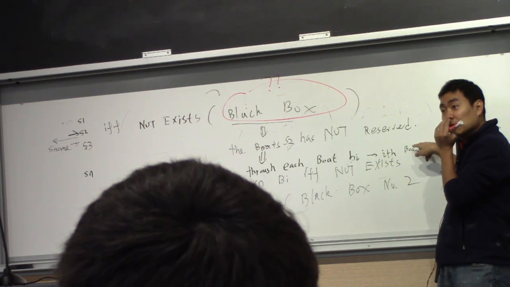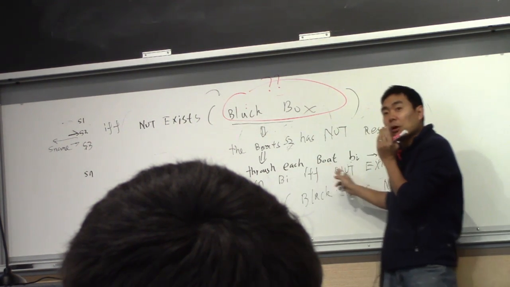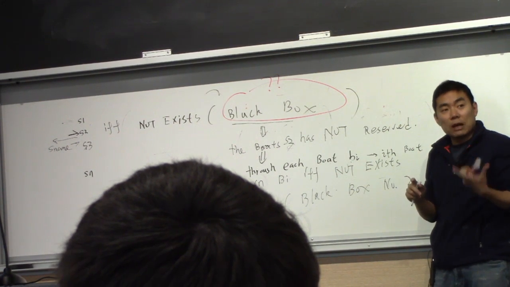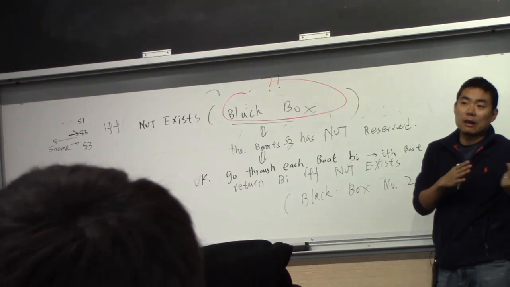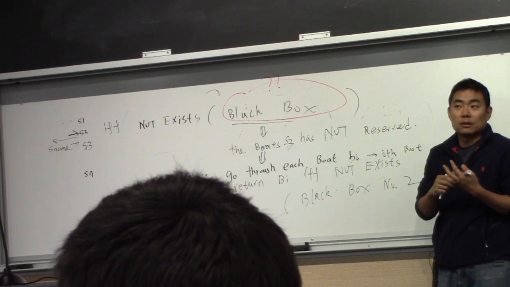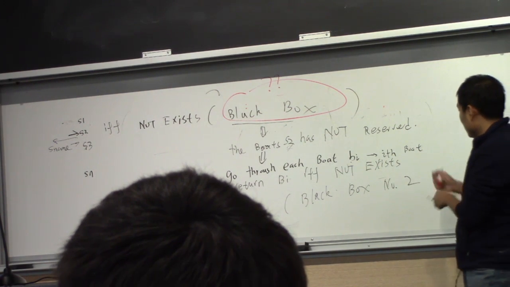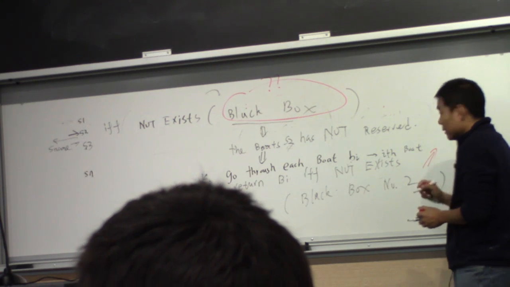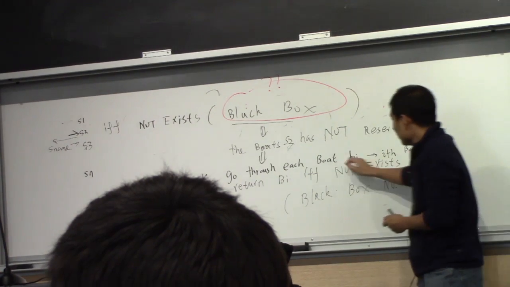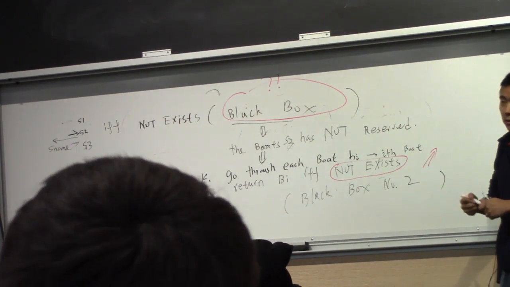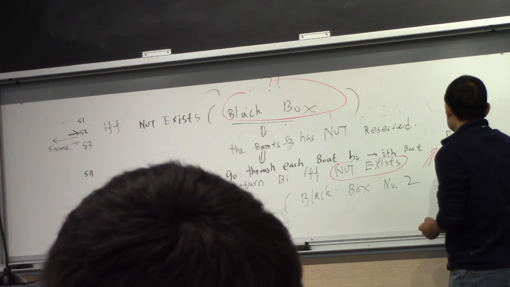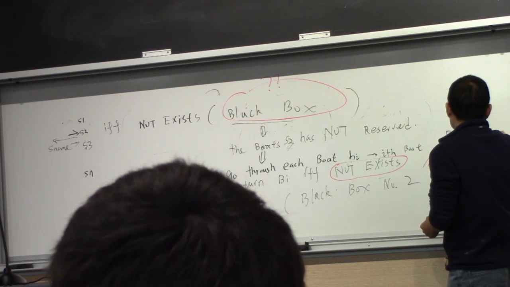What does this black box do? Like a crystal ball, it returns the boats that sailor 2 has not reserved. Of course, this will change while you iterate. If you go to sailor 3, this will become sailor 3. This black box will change its condition.